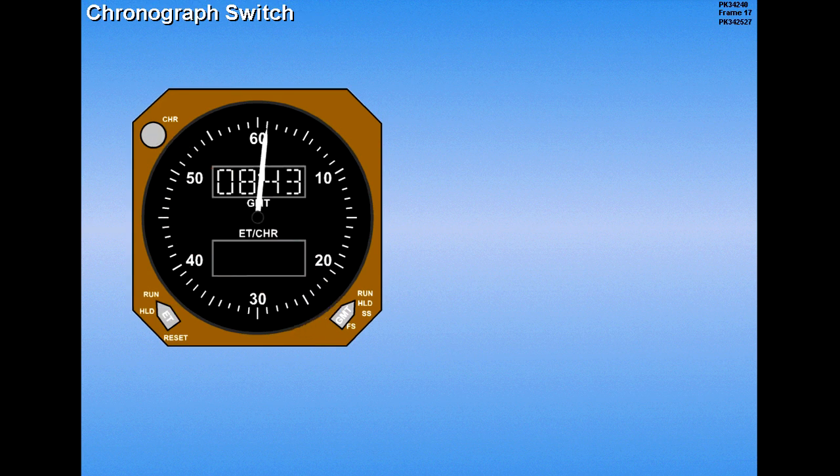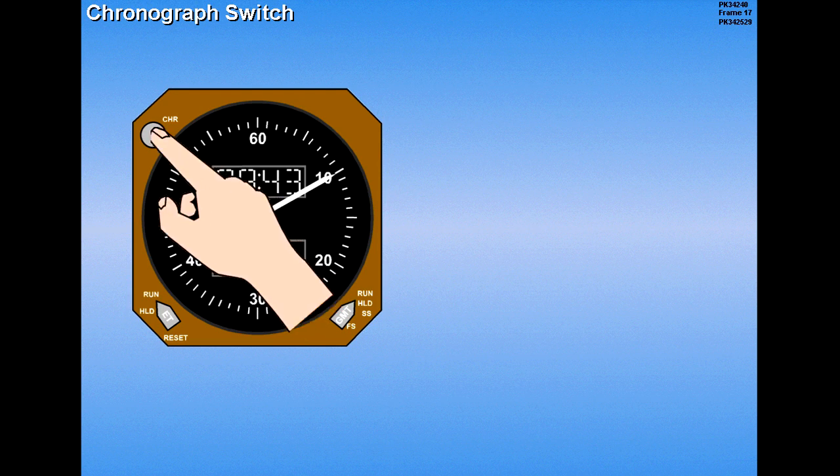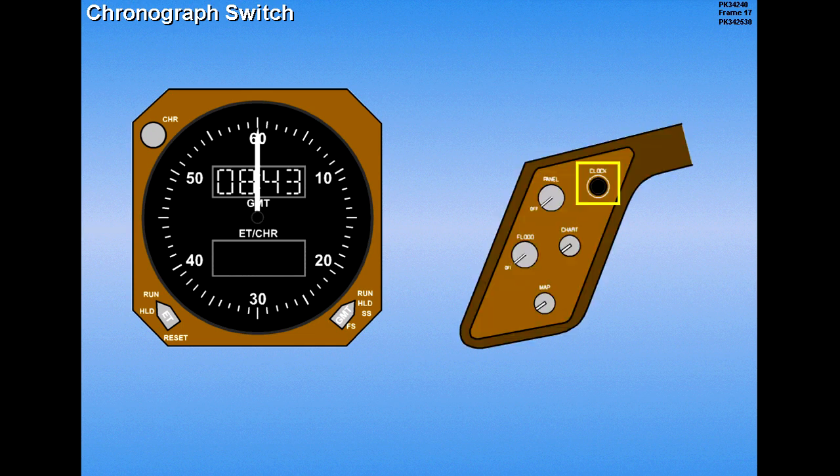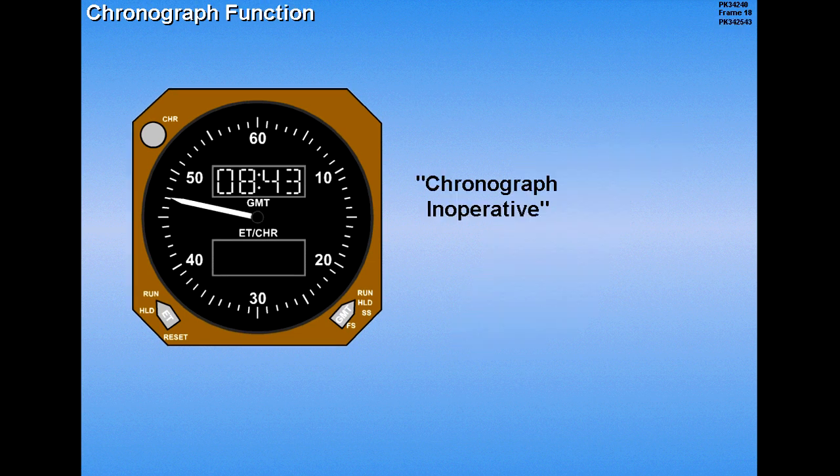The chronograph switch controls start, stop, and reset of the chronograph display, and second hand with successive push operations. The chronograph can also be controlled by a remote switch on the glare shield. Note that the chronograph function is inoperative if the GMT indicator does not display a time.